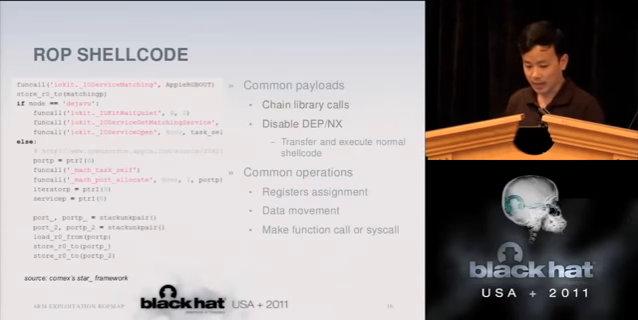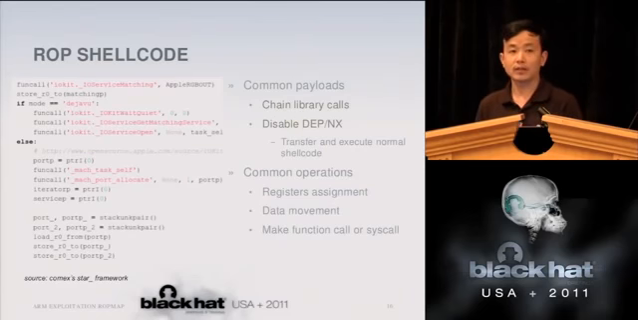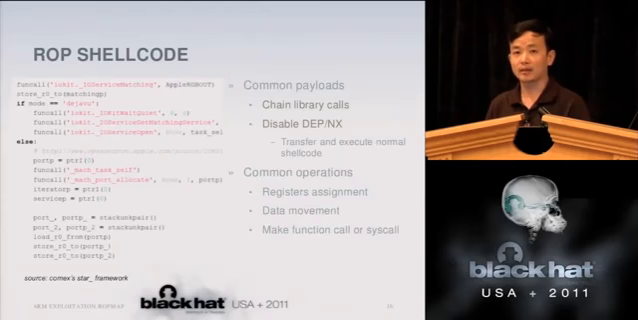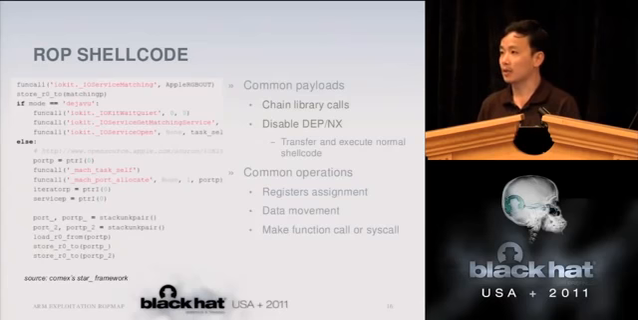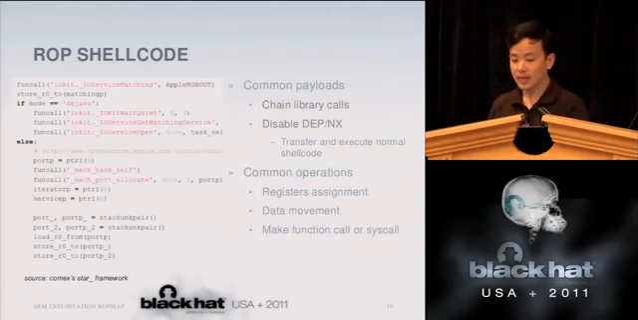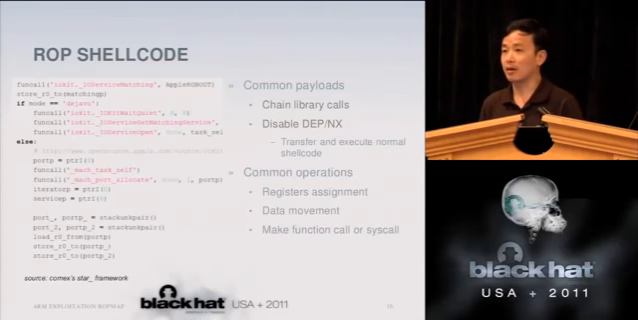And from our observation, the common operation for ROP shellcode is just register assignment, so just loading a register with a value, and data movement, like when you want to make a parallel stack for your data preparation purpose. So you just need a data movement instruction. And finally, making a function call or system call. And that's enough to write the ROP shellcode.